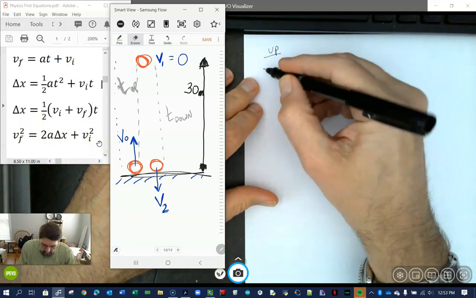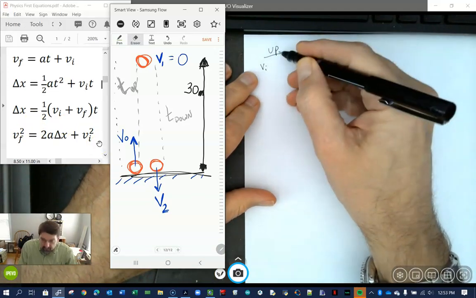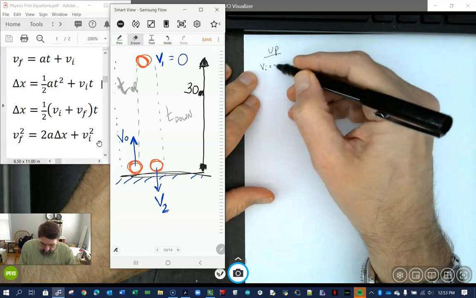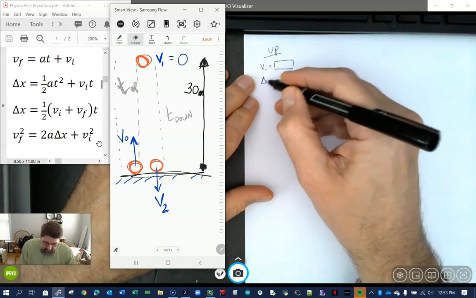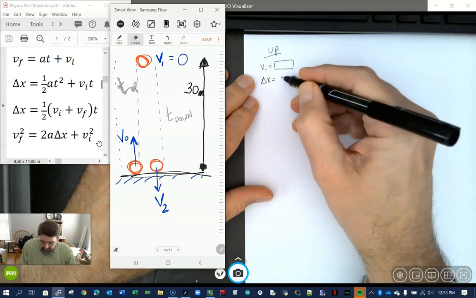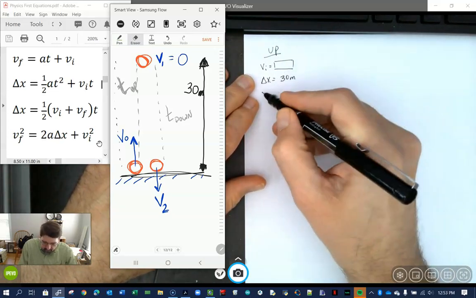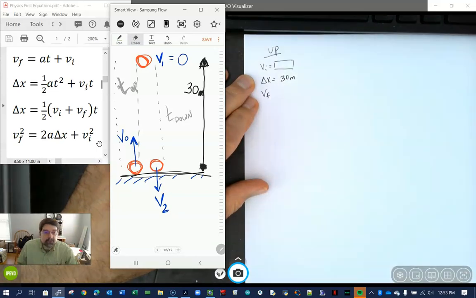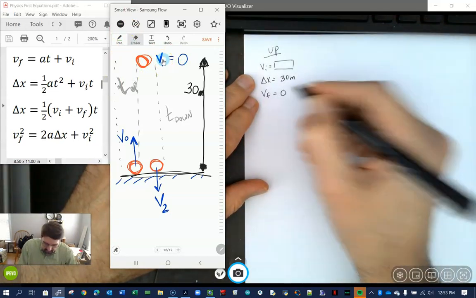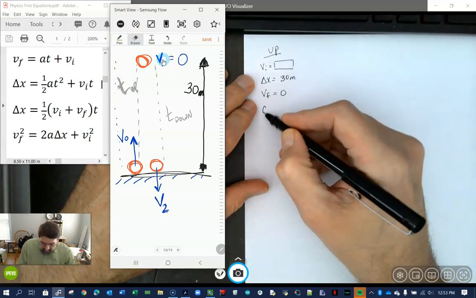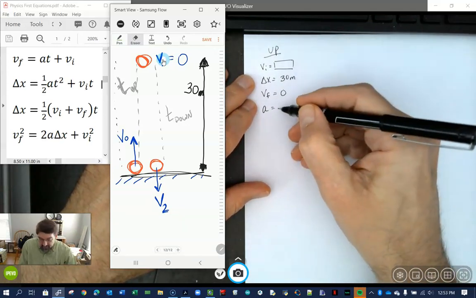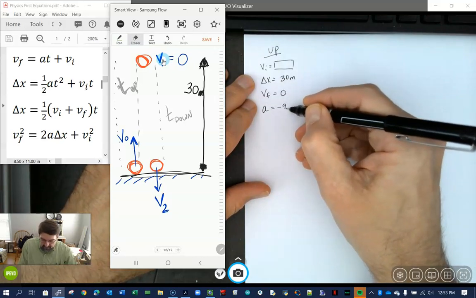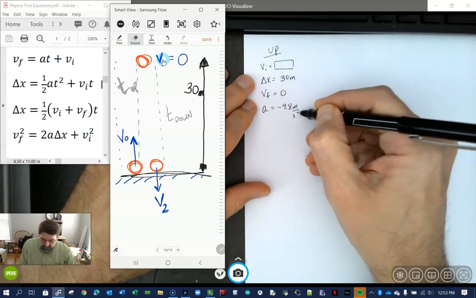Okay, so let's write down what we know. We know that v initial for the up motion, that's what we're looking for. We don't know that. We know the delta x for up is 30 meters positive. We know that the final velocity, the velocity at the very top, has to stop, so the final velocity is 0. And we know that the acceleration, because we're in free fall, the ball is freely falling even though it's going up, it's still falling, is negative 9.8 meters per second squared.